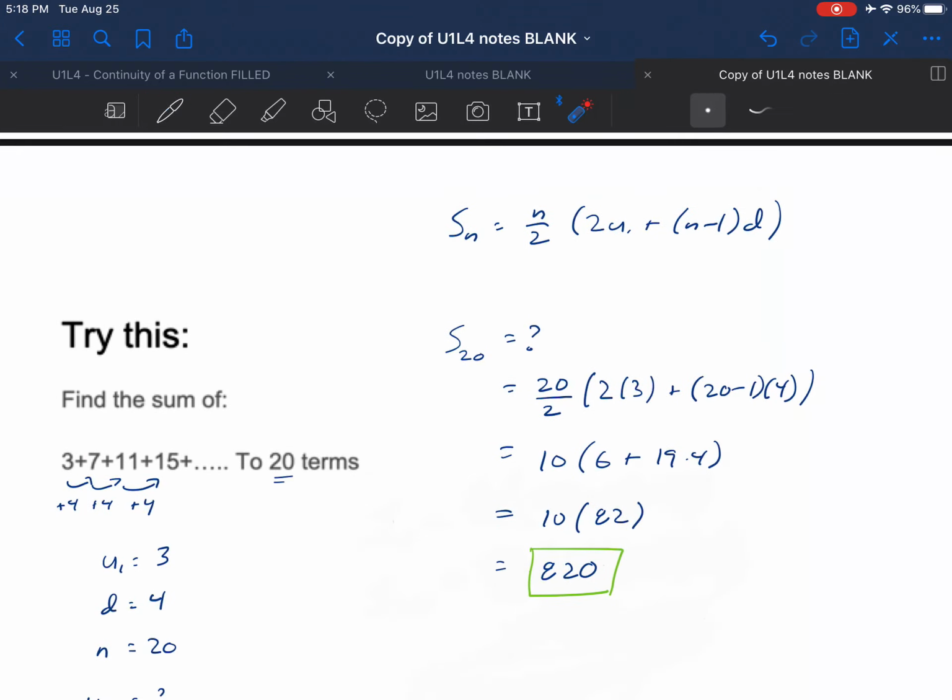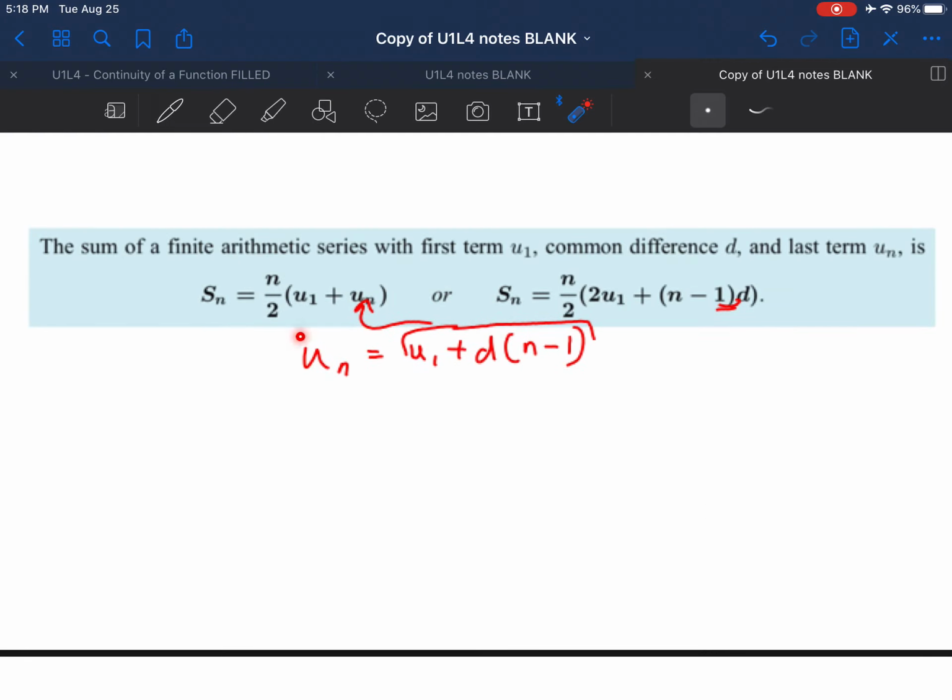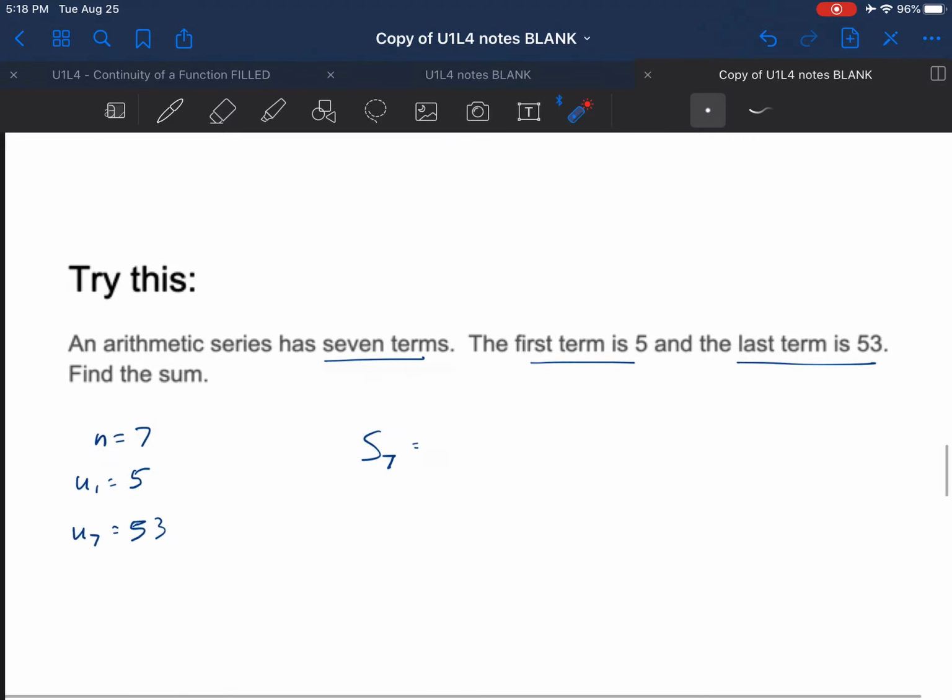But we don't want to use this formula because, yes, we know this, yes, we know this, yes, we know this, but we don't know the common difference. So we want to use what I think is easier, this formula here: number of terms over 2 times the sum of the first and the last. And again, the sum of the first and the last is going to be the same as the sum of each matched up pair.